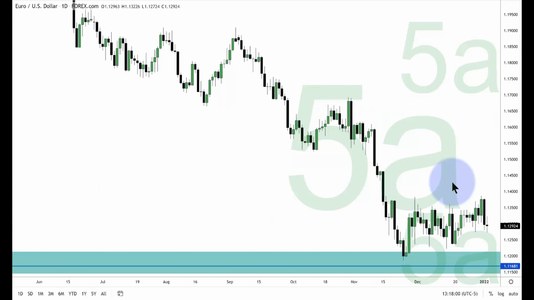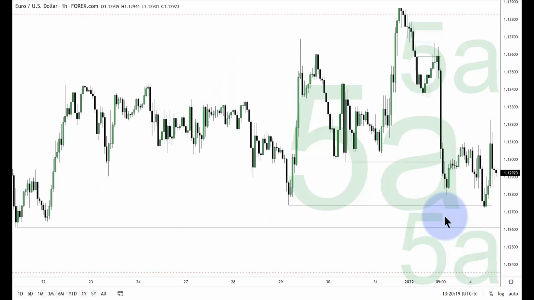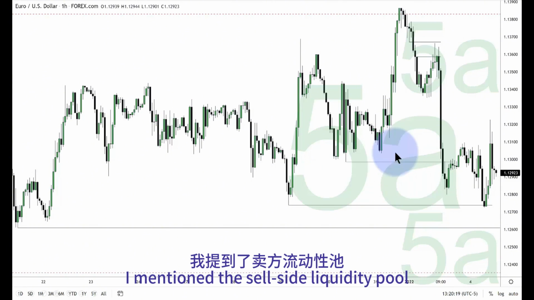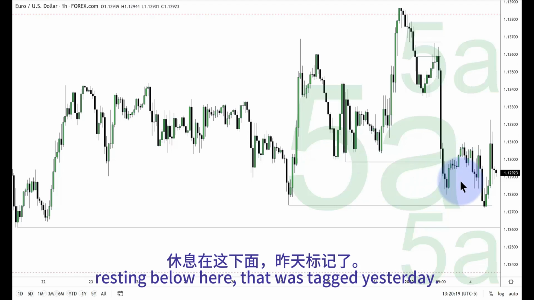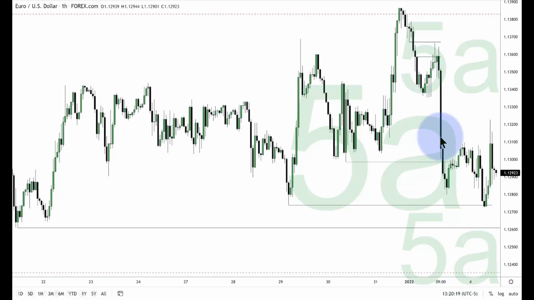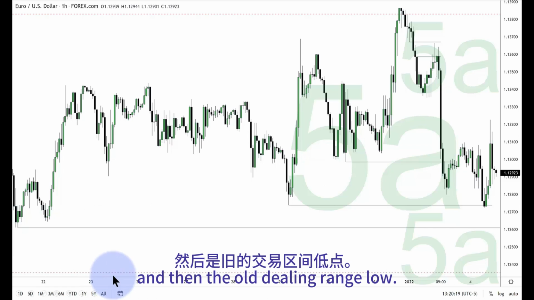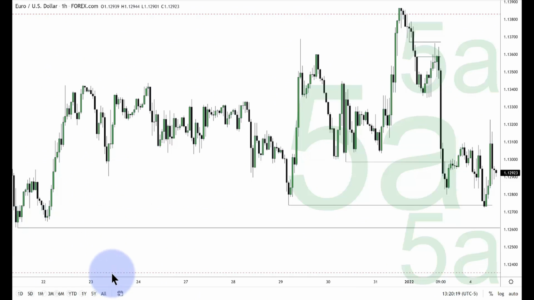Euro dollar daily chart. Again, consolidation. All right, I mentioned the sell side liquidity pool resting below here. That was tagged yesterday. Consolidated and rallied once more into this imbalance. Next pool liquidity is here, and then the old dealing range low.